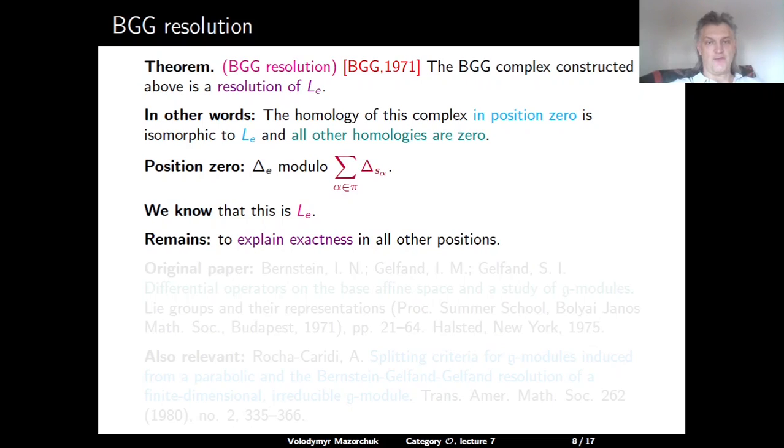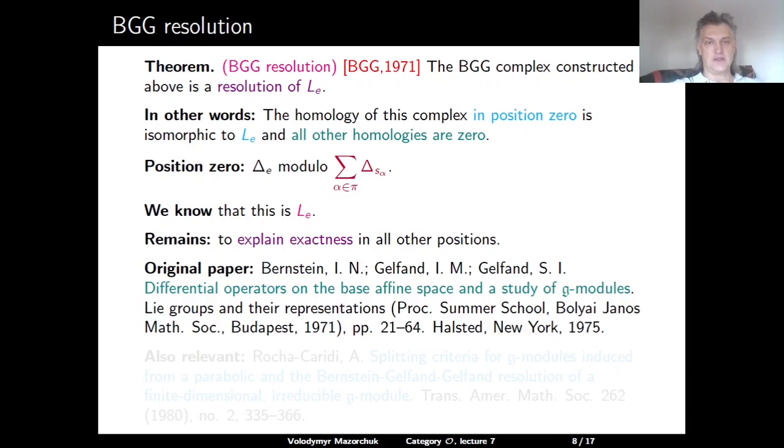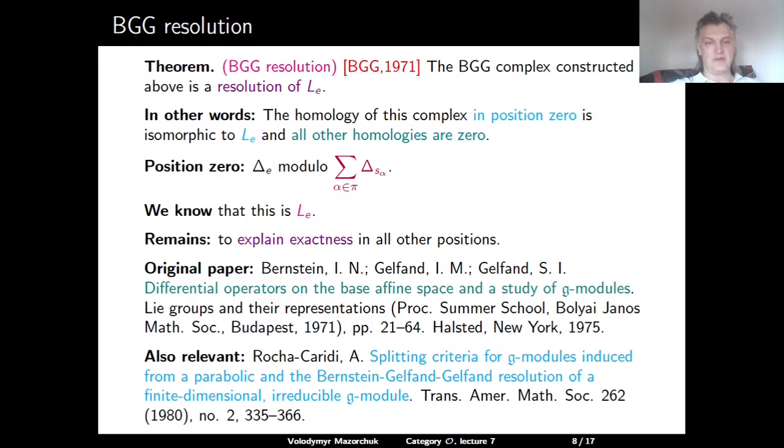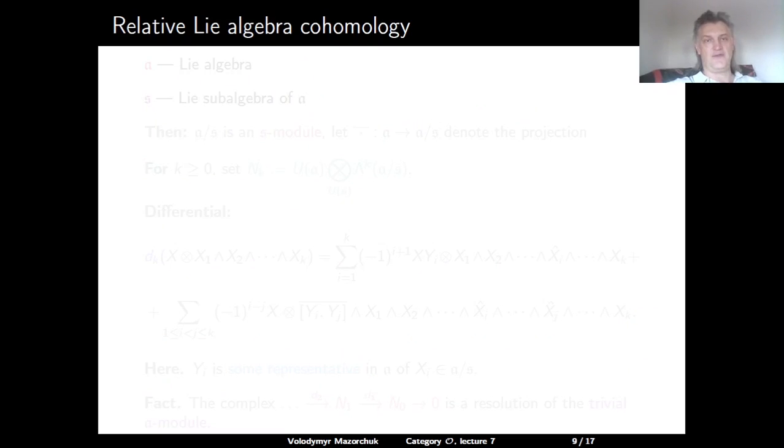The full proof of this can be found in the original paper of Bernstein-Gelfand already mentioned above, and there is also a relevant paper by Rocha-Caridi, which takes a slightly different view and proves slightly different results about the BGG resolution. The paper of Rocha-Caridi is in Transactions of the AMS from 1980. So let's give a hand-waving general explanation for the exactness of this complex.